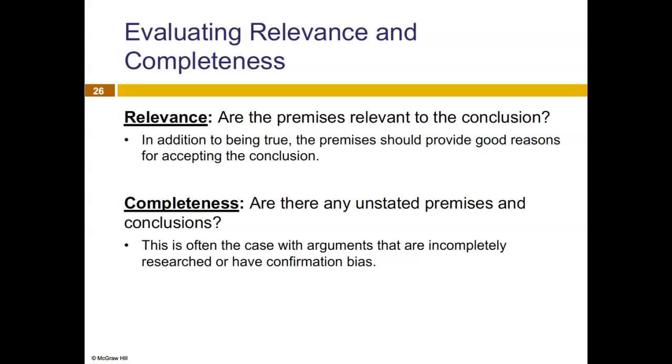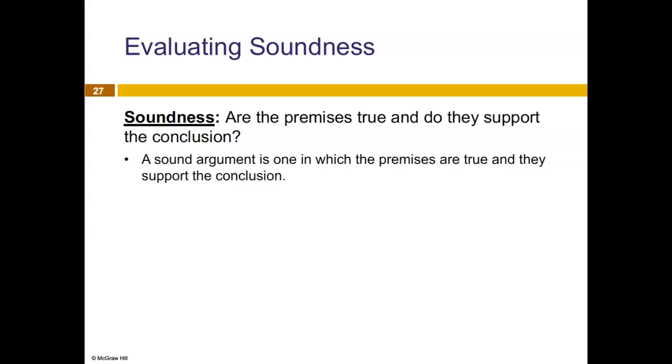And then completeness. Are there any unstated premises in the conclusion? This is often the case with arguments that are incorrectly researched or have a confirmation bias. So is the argument complete? Do you look at both sides, or are you just focusing on one side of the issue? If you are, then that is an incomplete argument. In soundness, are the premises true? Do they support the conclusion? A sound argument is one in which the premises are true and they support the conclusion.